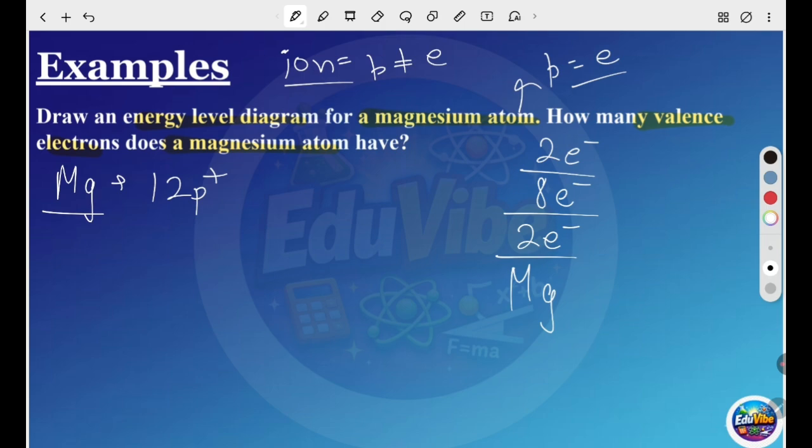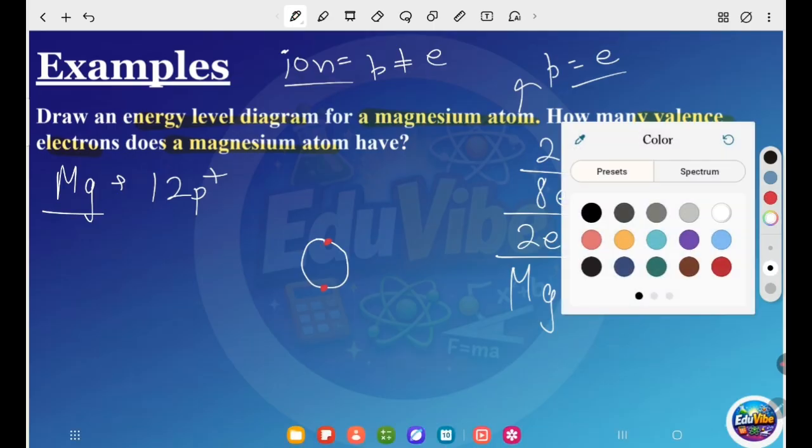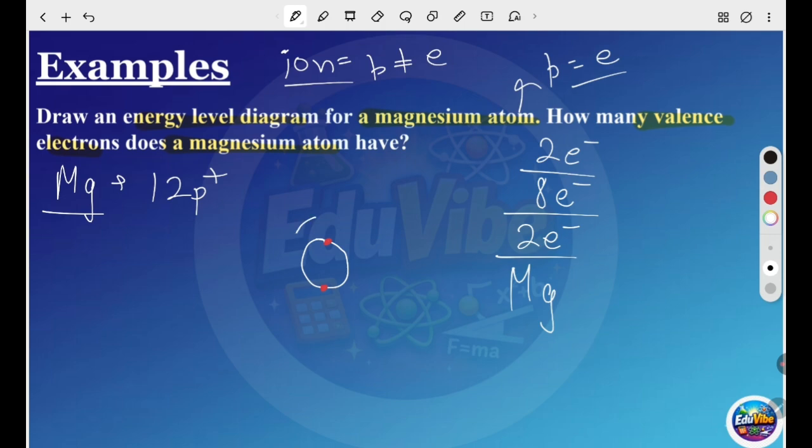To make the energy level diagram or the electron dot structure, which we'll learn more about in the next lessons, I'll tell you roughly how we can make that. We have a first orbit, and in this orbit we can only hold 2 electrons. So we make 2 electrons. In the second orbit, we can only hold 8 electrons: 1, 2, 3, 4, 5, 6, 7, and 8.